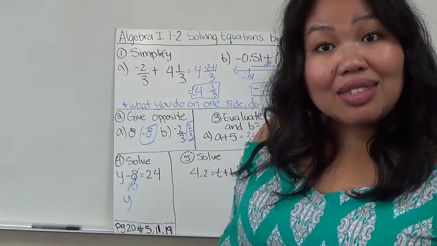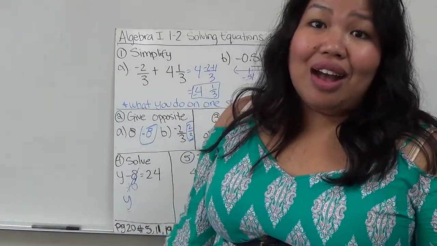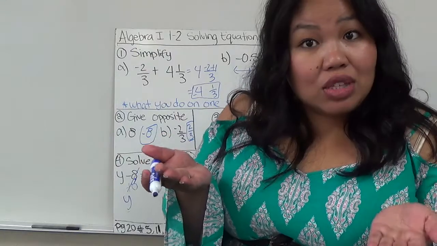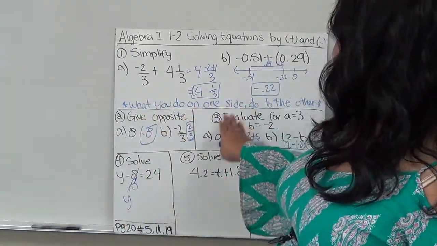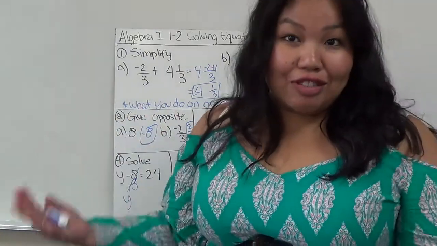The problem is, if I leave it at that, y equals 24, then I've changed the value of the equation. So in order to keep it balanced, equation is all about balancing, what I do to one side, I have to do to the other. So chant it. What I do to one side, I have to do to the other.